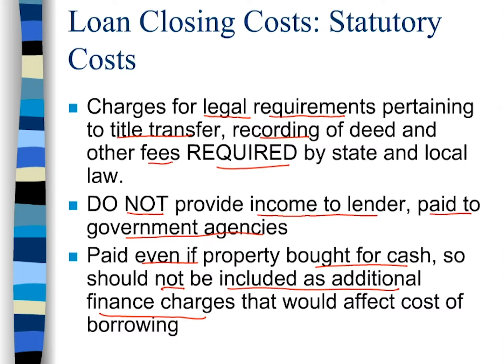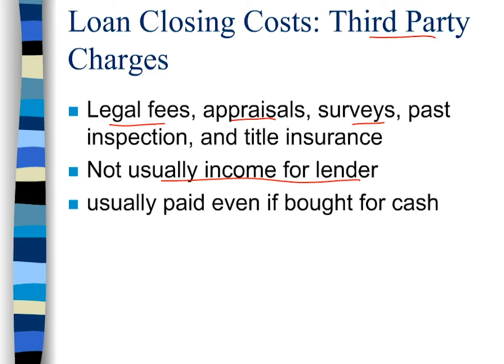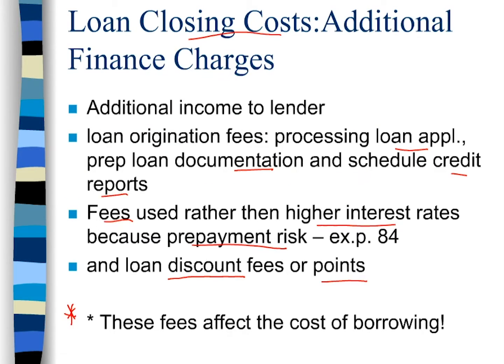So yes, they're out there. We would have to pay them, but we don't include them when we are calculating the cost of financing the property, because they would exist either way. Then there's third-party costs. So these aren't going to government agencies, but they're also not going to the lender, or not usually. Legal fees, appraisals, surveys, inspections, and title insurance. Those are the big ones. So the bank would pay a lawyer, hire an appraiser, and so forth. So again, these are not going to the lender. They'd usually be paid even if you bought with cash, and they would not be considered part of the costs of borrowing.